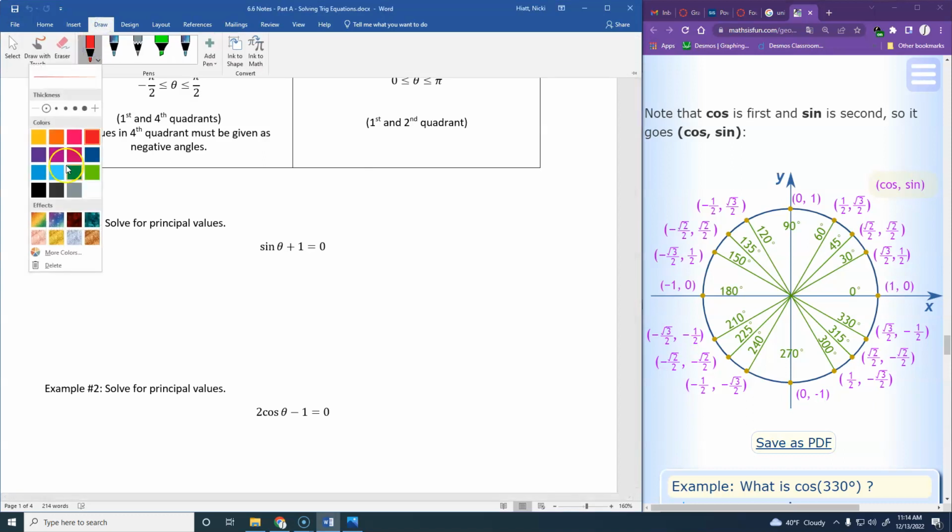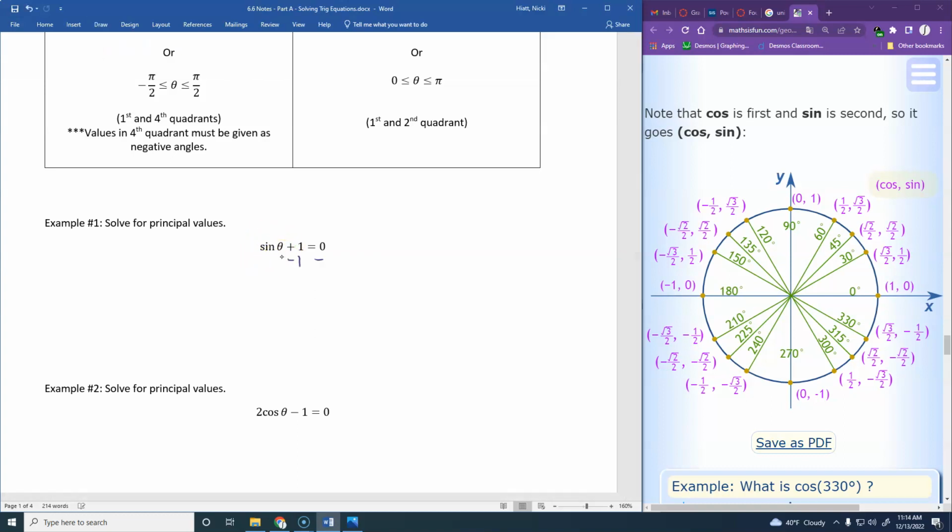So if I am doing this first example, and I want to solve this equation for theta, then I need to try to get the trig function by itself. So I'm just going to subtract that 1 from both sides. So sine of theta will equal negative 1. Now we're basically where we were yesterday, right? So to find theta, I need to think, where does sine of theta equal negative 1?